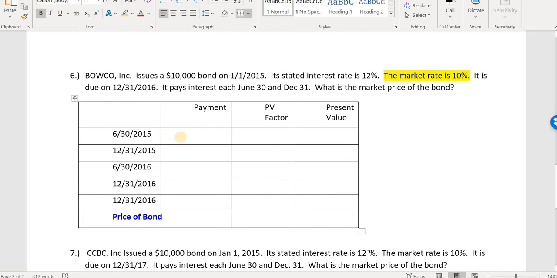How much payment are we going to get? Well, the stated interest rate is 12%. It's a $10,000 bond. $10,000 times 12% interest is $1,200 for a full year, but we're going to get it every 6 months, so we're going to get $600 twice a year. $600 every time they send us a check. And then finally, they're going to give us our $10,000 back.